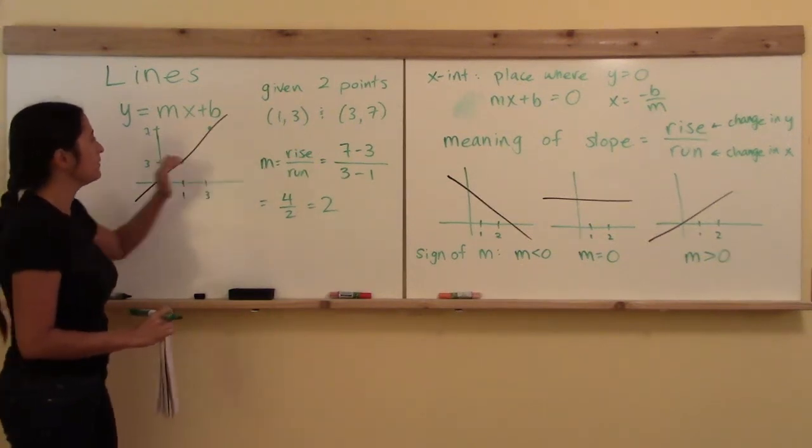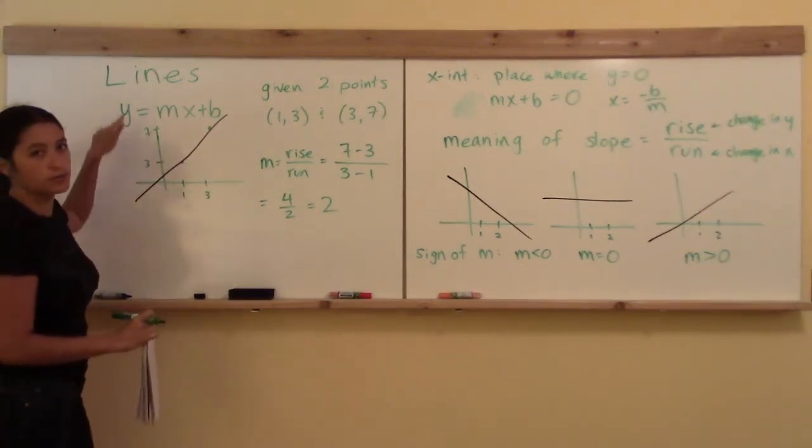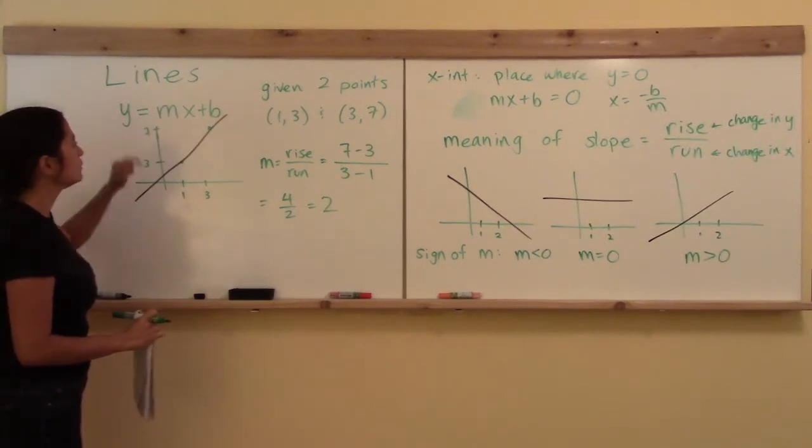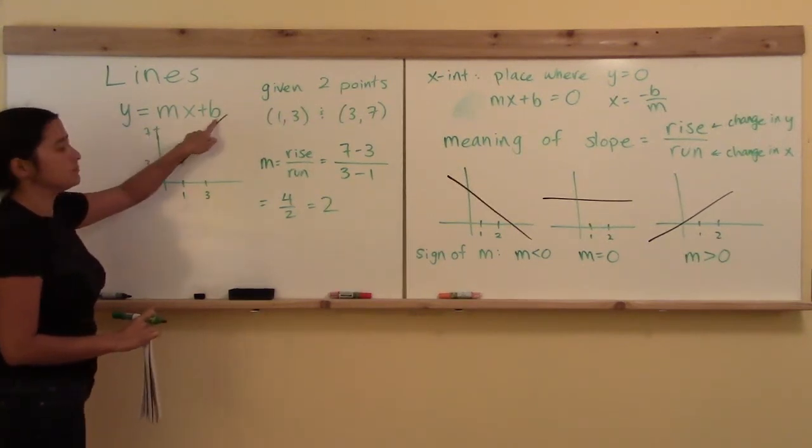I've already got m, but you can see that in this equation, y equals mx plus b, I actually need 2 things. I need the m, and I need the b.